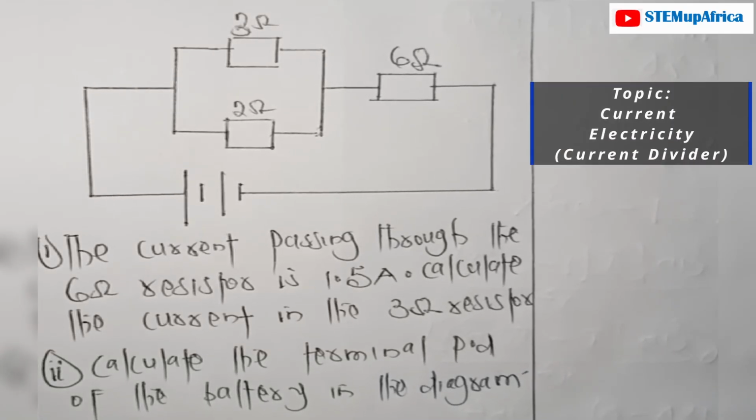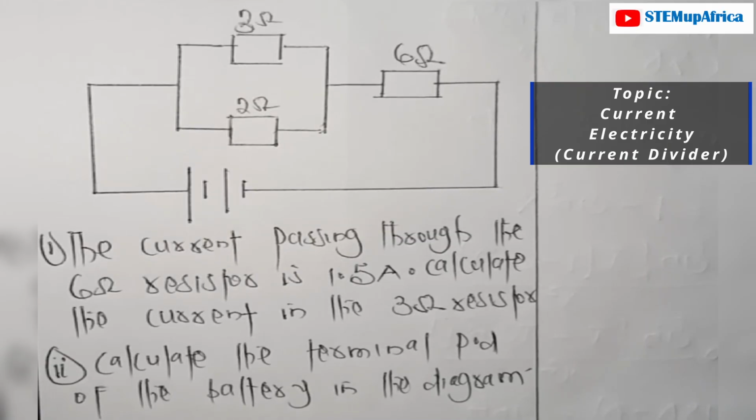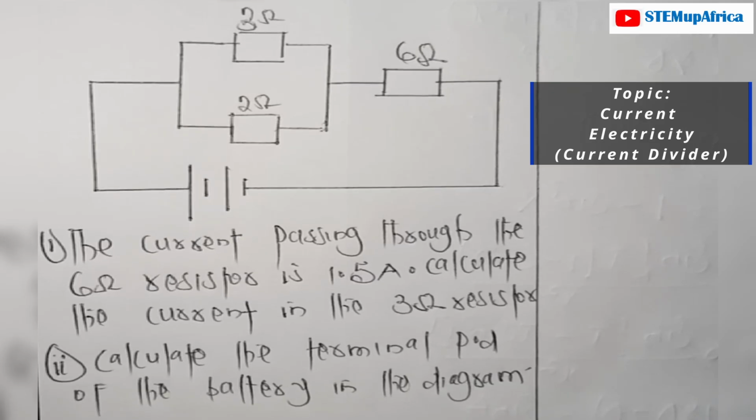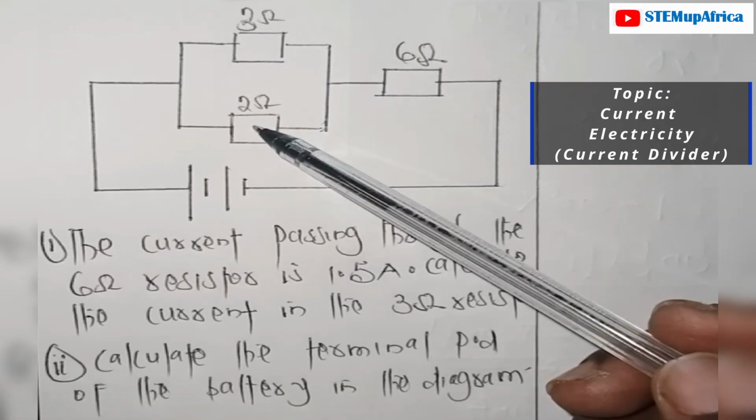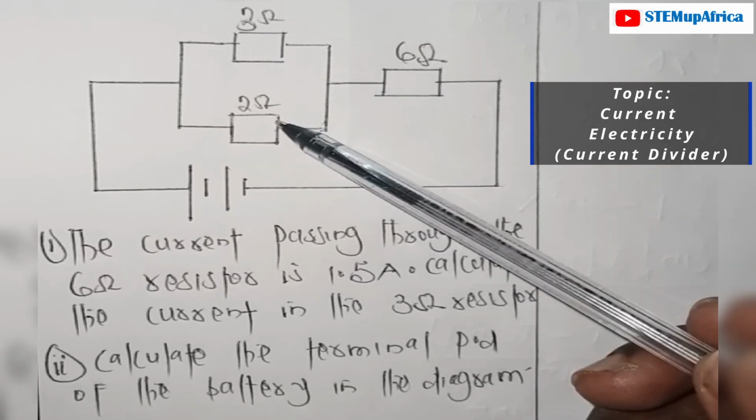Welcome to our class. So today we have a circuit diagram, and under the circuit diagram we have two resistors, 3 ohms and 2 ohms, connected in parallel to a 6 ohm resistor, which is connected in series to the 2 and 3 ohm resistor. So these two are connected in parallel, while this one is connected in series to these two.